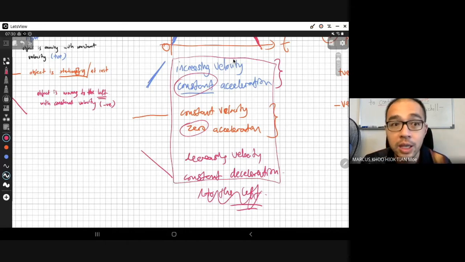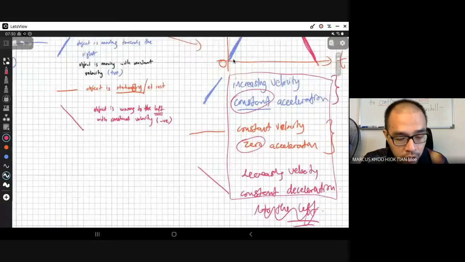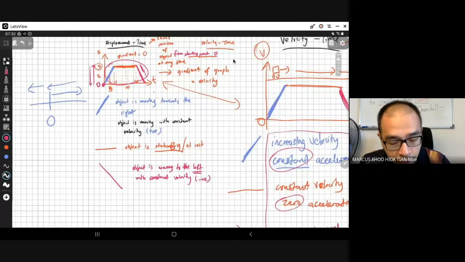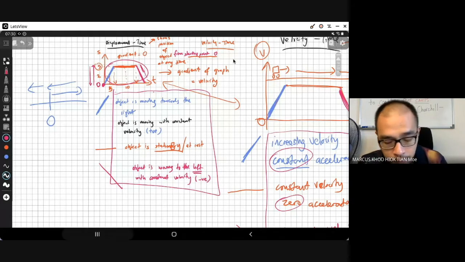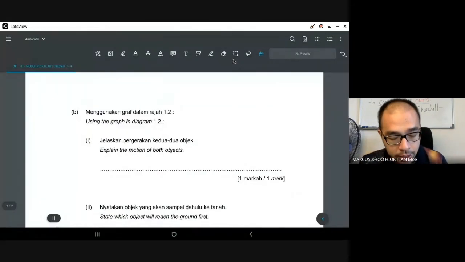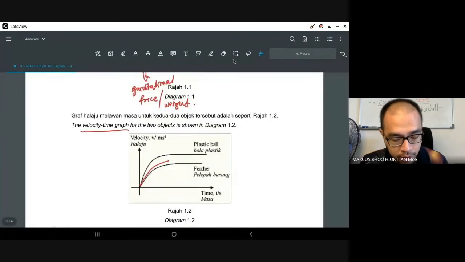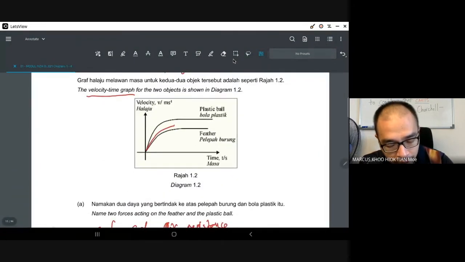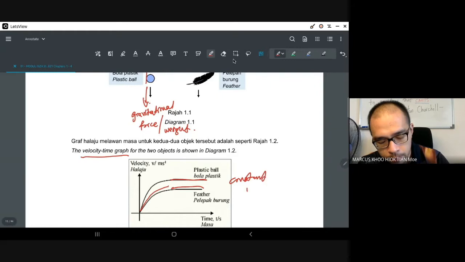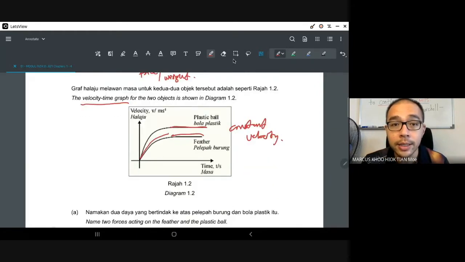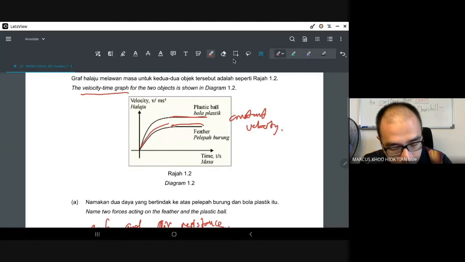So you need to know the key words for this. Increasing velocity, constant acceleration. Constant velocity is zero acceleration. If it is a displacement time graph, explain the motion, then we say this. Object is moving, and so on. In this case, there is probably something that I haven't explained. We know that this flat line over here means constant velocity. But I didn't explain to you just now.